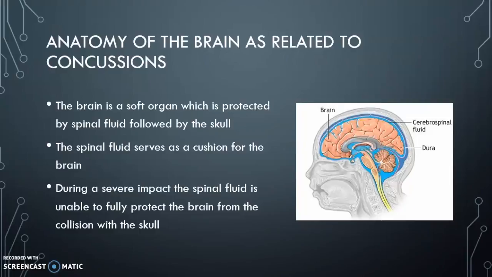Anatomy of the brain as related to concussion. Your brain is a soft organ that is surrounded by spinal fluid and protected by your hard skull. Normally, the fluid around the brain acts like a cushion that keeps your brain from banging into your skull. But if your head or body is hit hard, your brain can crash into your skull and be injured. During a severe impact, the spinal fluid is unable to protect the brain from the collision into the skull.